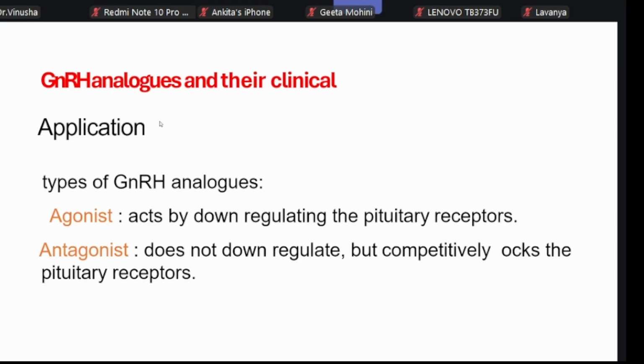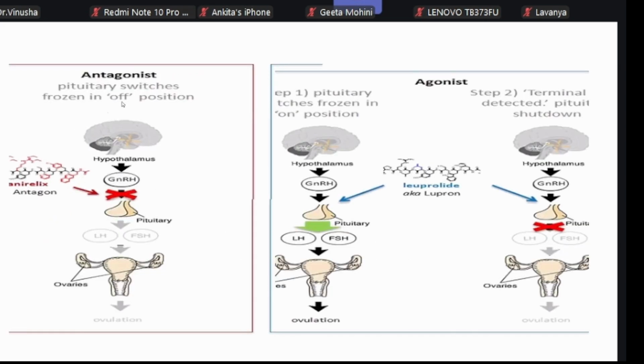On the other hand, antagonist does not downregulate, but it directly competitively binds to the pituitary receptors and causes inhibition. So the antagonist, like cetrorelix or ganirelix, whenever we give an antagonist, it directly goes and blocks the pituitary receptors. So it prevents LH surge and premature ovulation. On the other hand, agonist initially causes flare effect and then causes downregulation of the pituitary.